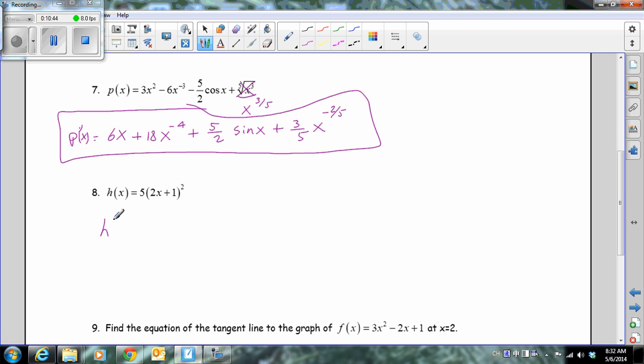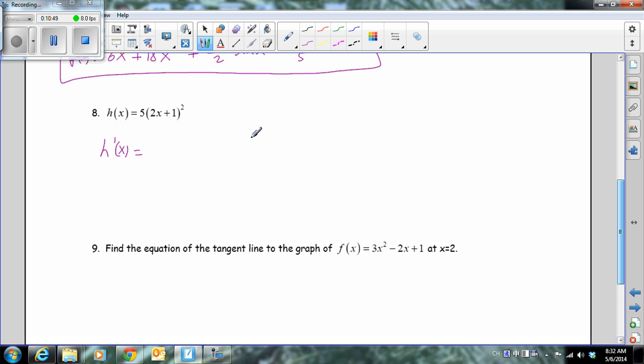Let's find h prime of x now. H prime of x is equal to, I will use the power rule, but this time I have a double function. So one thing I can do is first expand it. To expand it, you have 5 times 4x squared plus 4x plus 1. Which is, once you distribute the 5, you will get 20x squared plus 20x plus 5. Now h prime of x will be 40x plus 20.